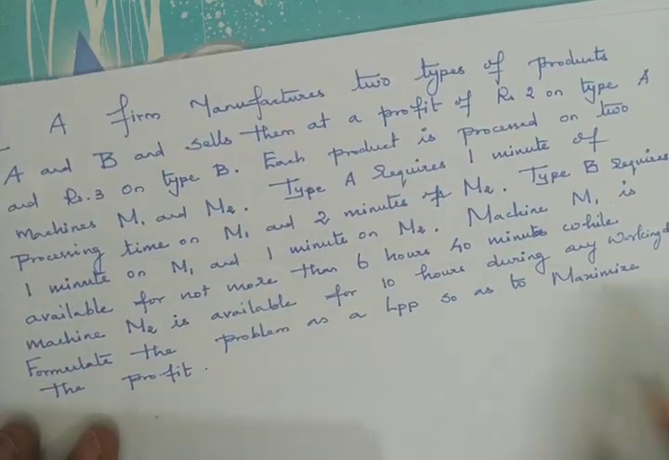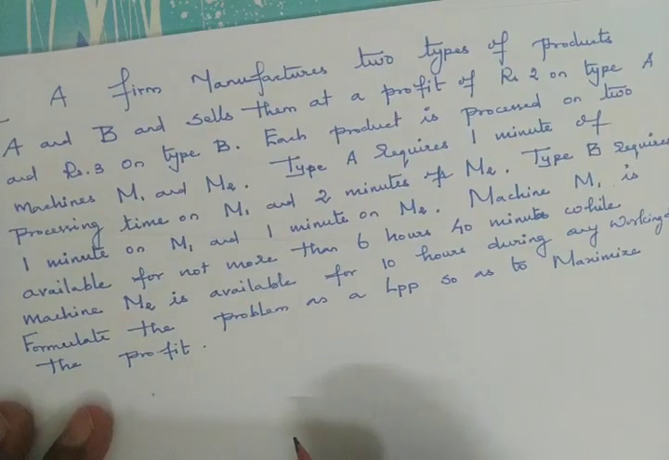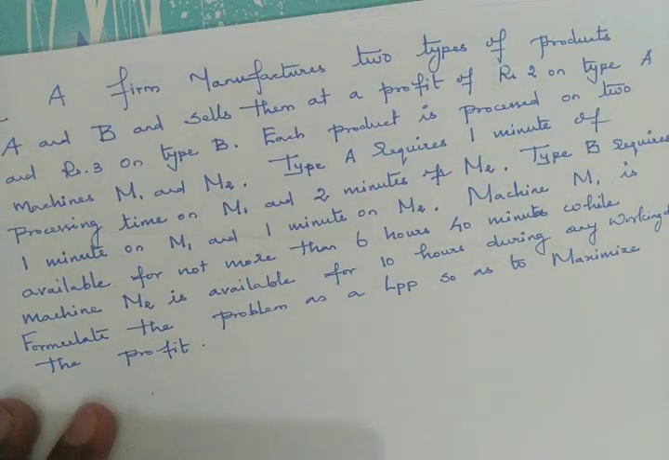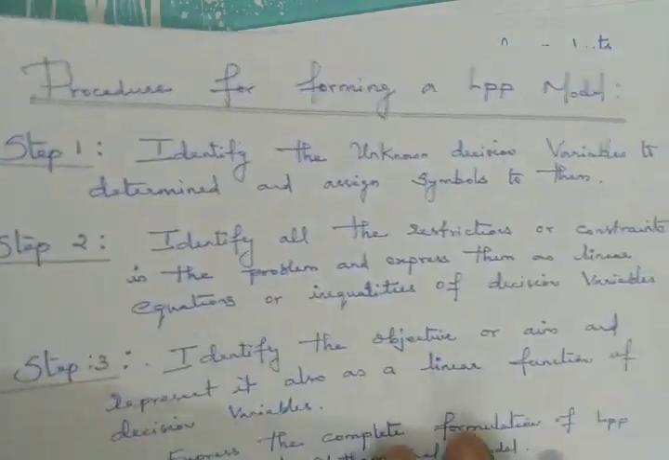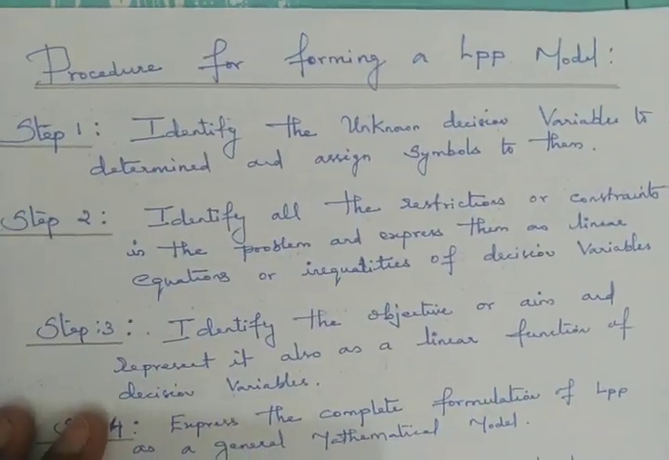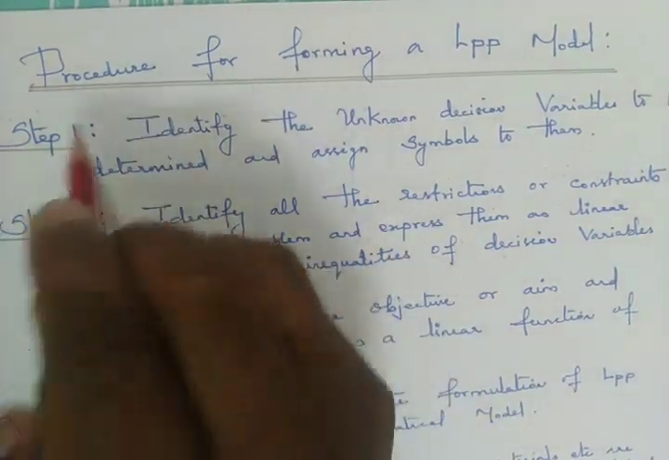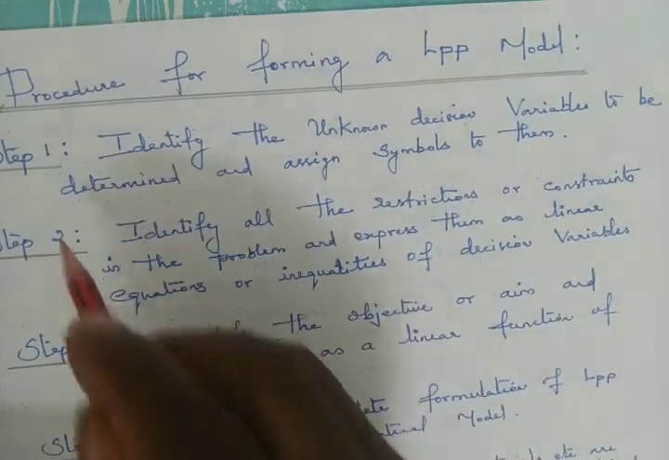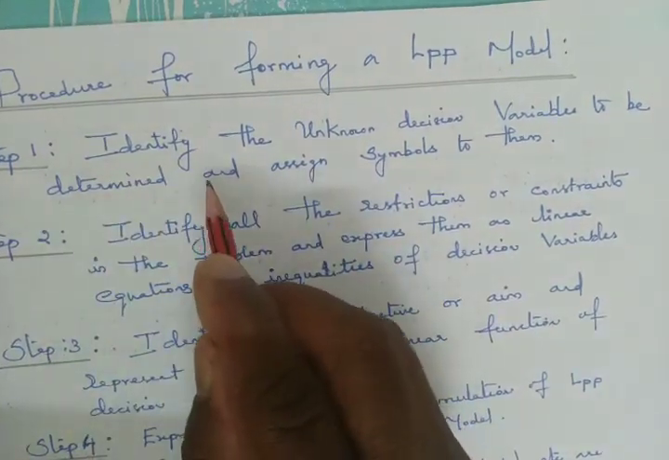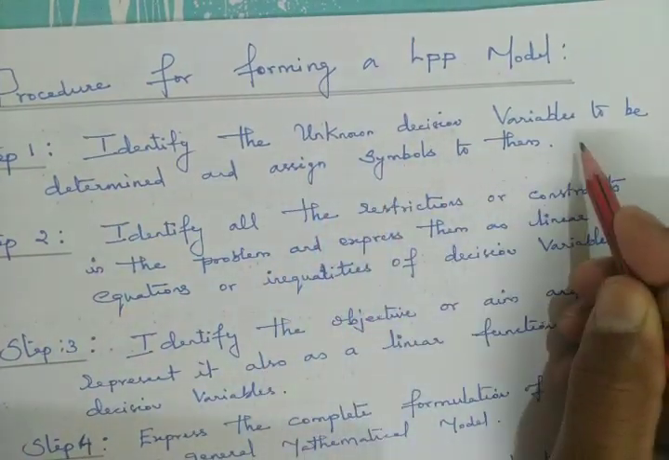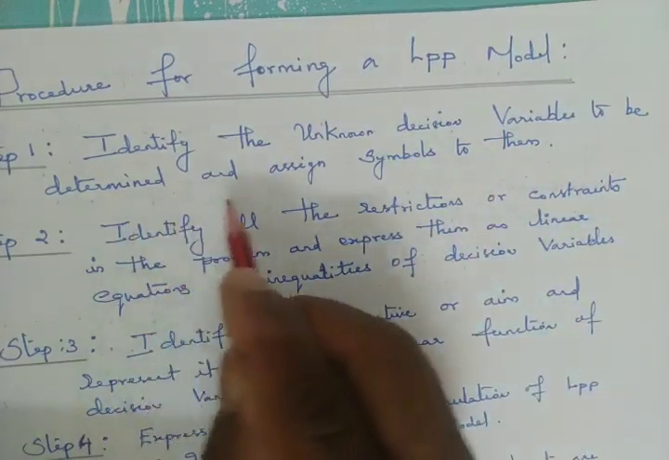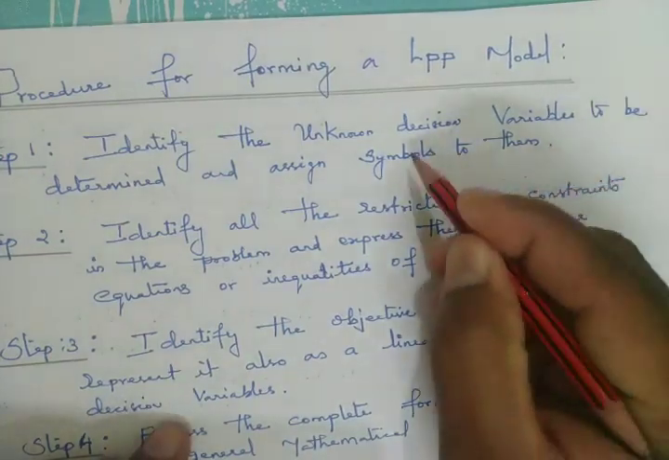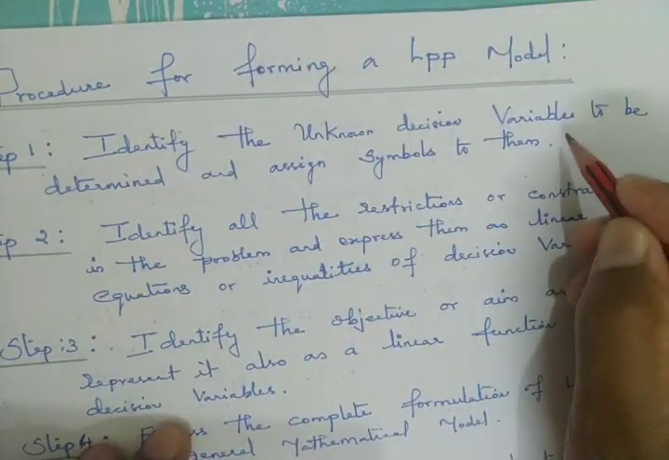The problems may be given in theory format like this. If it is given, then to form the mathematical formulation we have to follow some procedure. The procedure involves 4 steps. Step 1: we have to identify the unknown decision variables to be determined and assign symbols to them. That is, how many variables are involved in the problem, that we are going to find first.